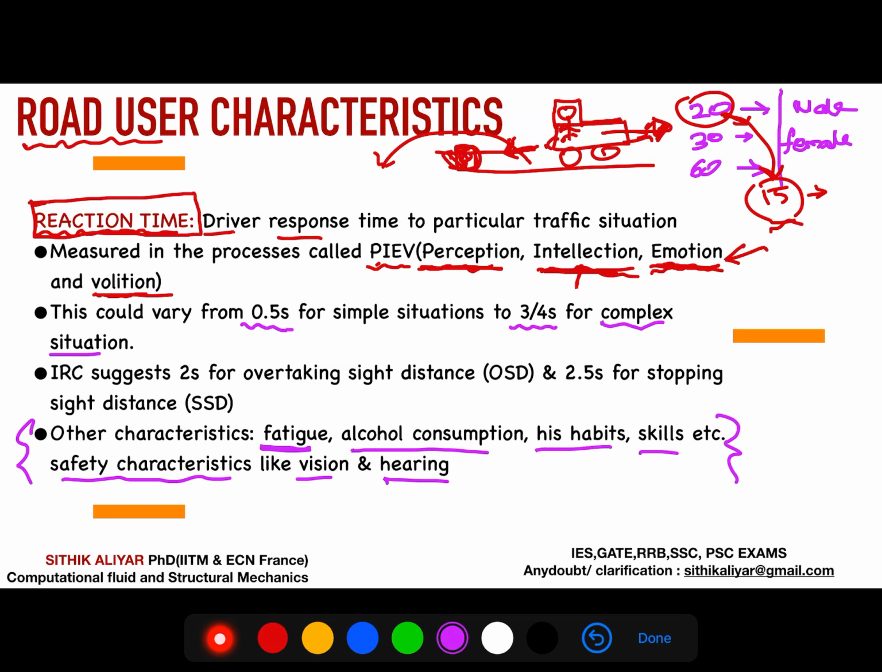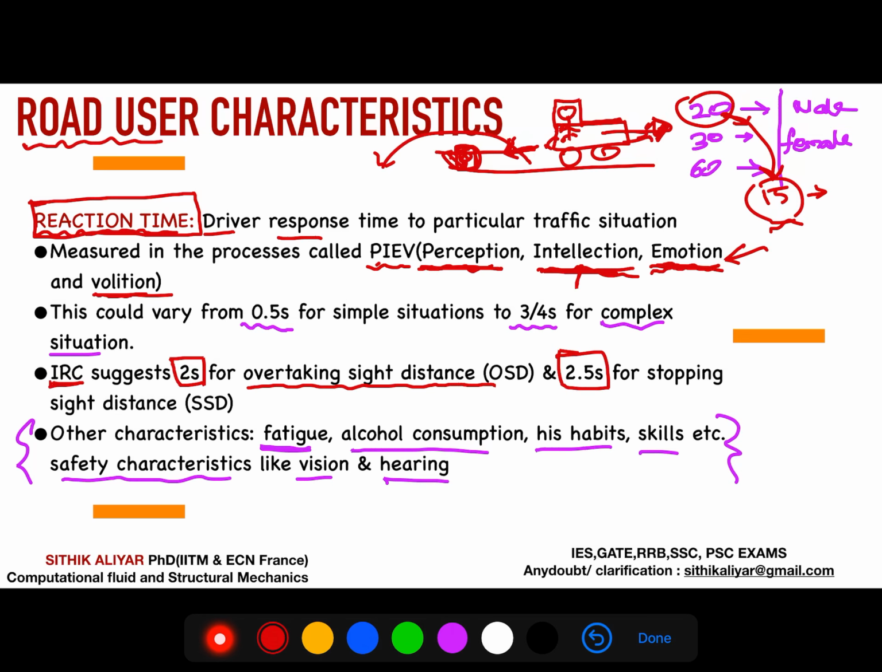So the total reaction time varies from 0.5 seconds to 4 seconds, but IRC, the Indian Roads Congress, has suggested taking 2 seconds for overtaking sight distance. We will see what this overtaking sight distance is in 4 or 5 sessions later. And 2.5 seconds for the stopping sight distance. So IRC is suggesting taking 2.5 seconds for the calculation of stopping your vehicle. To overtake a vehicle, a driver will take at least 2 seconds.